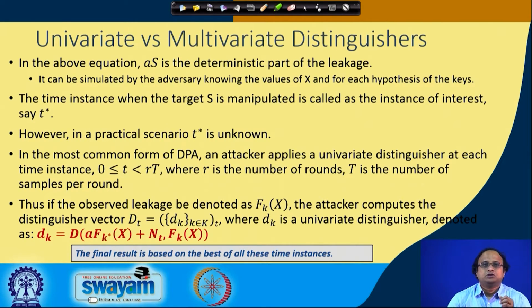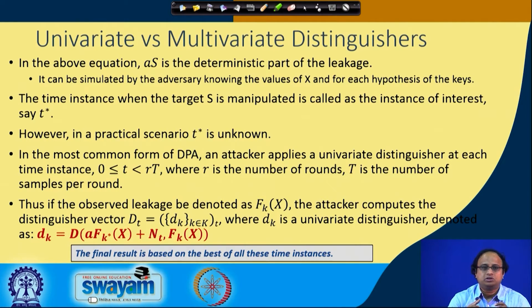Now, the time instance when the target S is manipulated is called the instance of interest. Note that if you are observing the power profile, not every time instance is one where a particular state is involved. If you are targeting a specific state, there could be other time instances when that state is not in the picture and not participating in the computation. So there is a specific time instance which we call the instance of interest, which I denote as T star, when this particular state is participating in the computation.